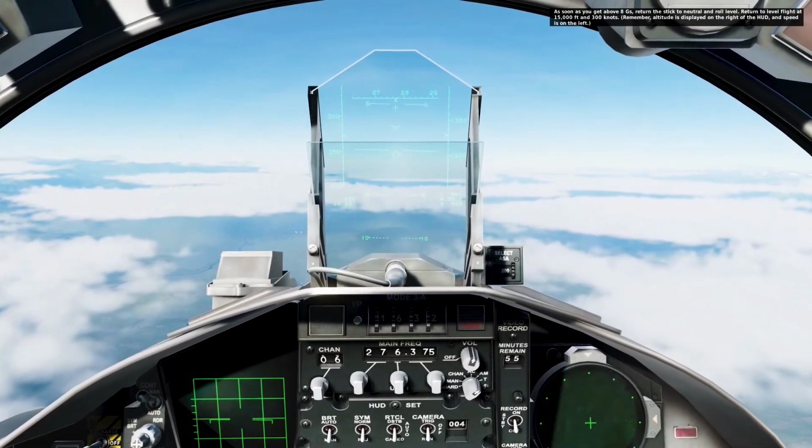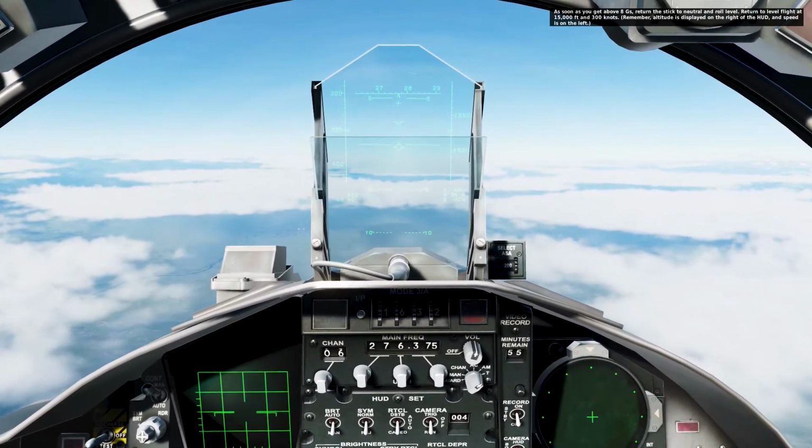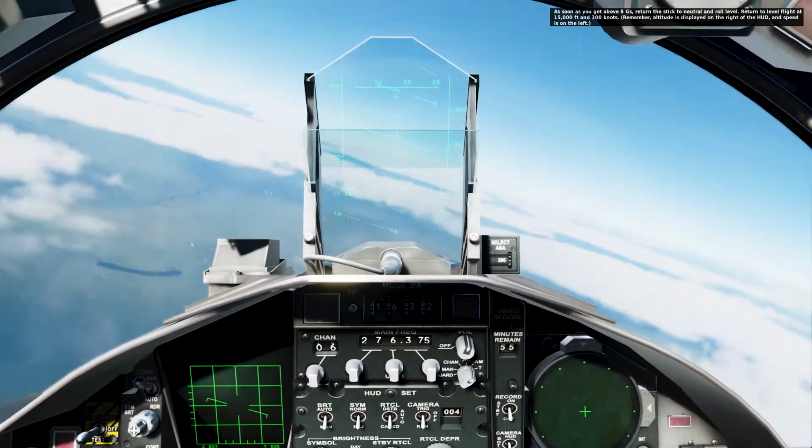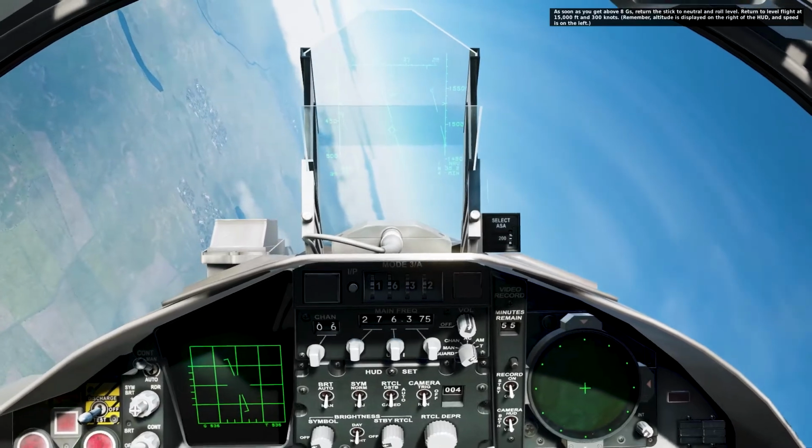As soon as you get above 8 Gs, return the stick to neutral and roll level. Return to level flight at 15,000 feet and 300 knots. Remember, altitude is displayed on the right of the HUD and speed is on the left.